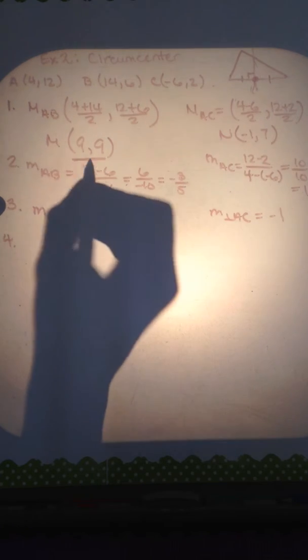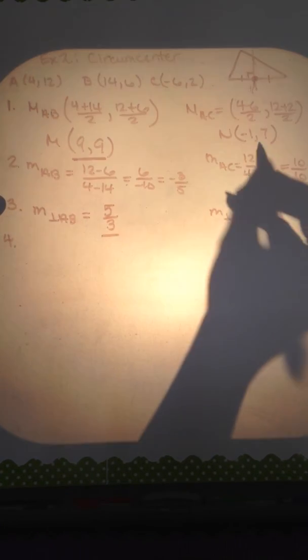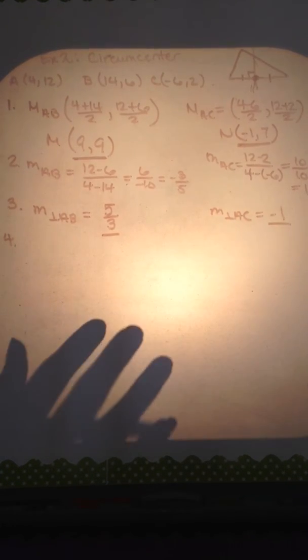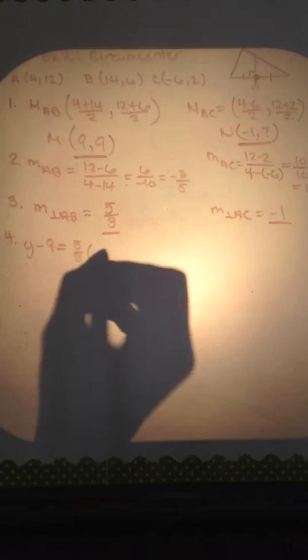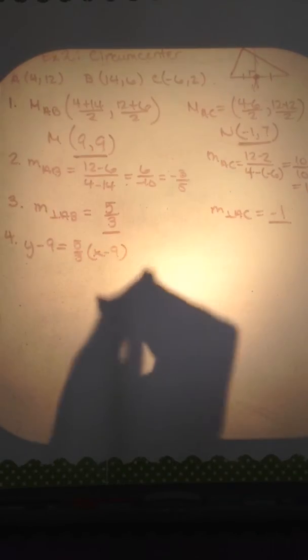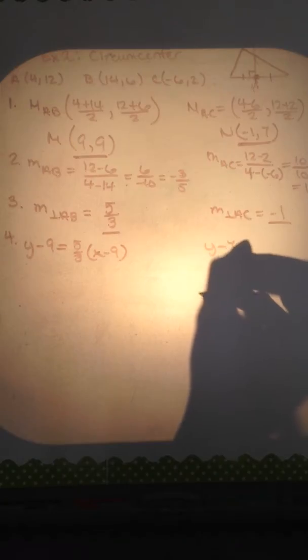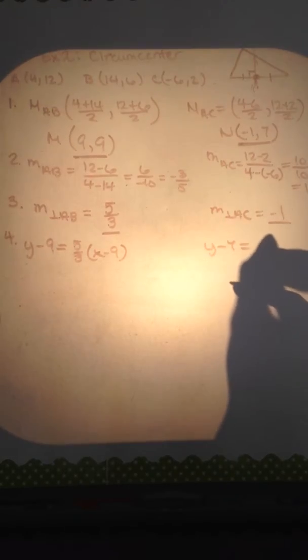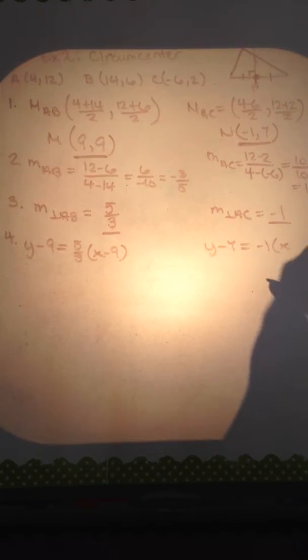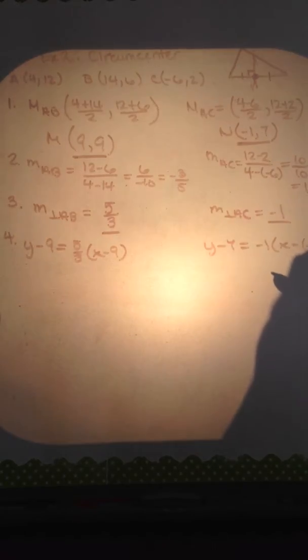Step 4 is to find your equations. This is always the longest step, finding your equations. So y minus y1, we want to use the point from 1 and the slope from 3. So point from 1, slope from 3. So y minus y1 equals slope times x minus x1. And this one will be y minus y1 equals slope times x minus x1.